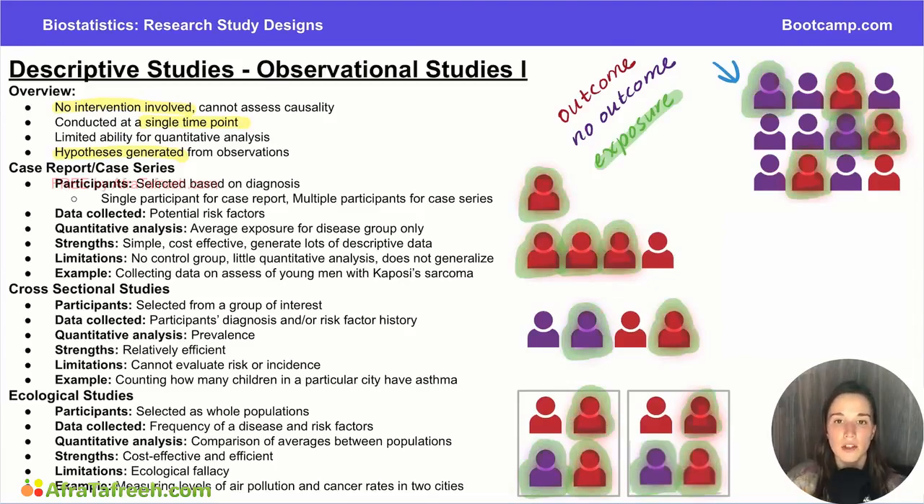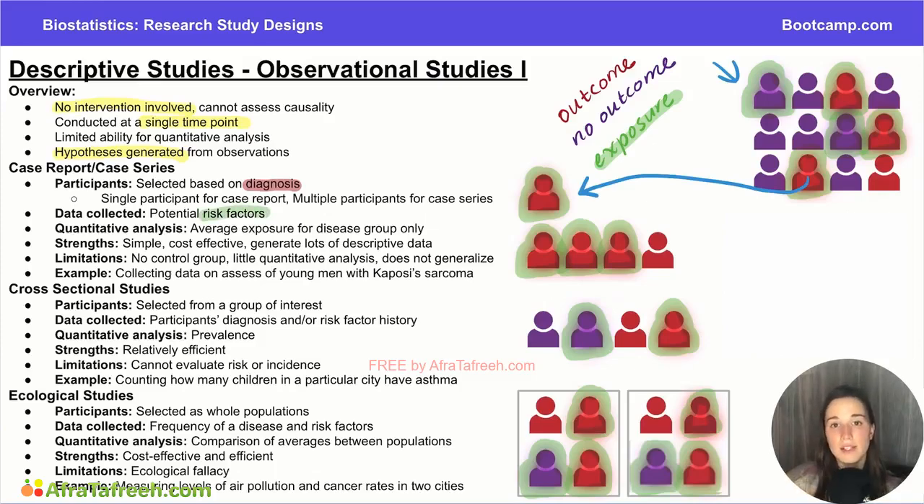We'll discuss these together because they're very similar. In a case report, a researcher selects a single individual based on some factor of interest. Often this is a disease that the researcher is studying. The researcher then records a detailed description of the patient and their disease course in order to hopefully get some information about potential relevant risk factors or exposures.